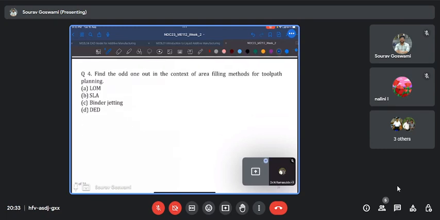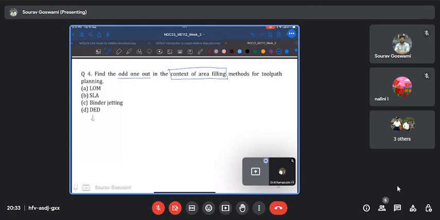The fourth question asks us to find the odd one out in the context of area filling methods for toolpath planning. The options we have are laminated object manufacturing, stereolithography, binder jetting, and DD. Now, if it were based on the type of raw feedstock, we could have easily ruled out some of the others, but the context has been specified as well. So the context has to be area filling only.